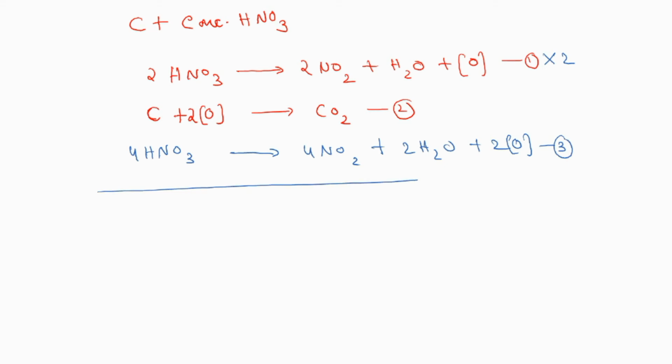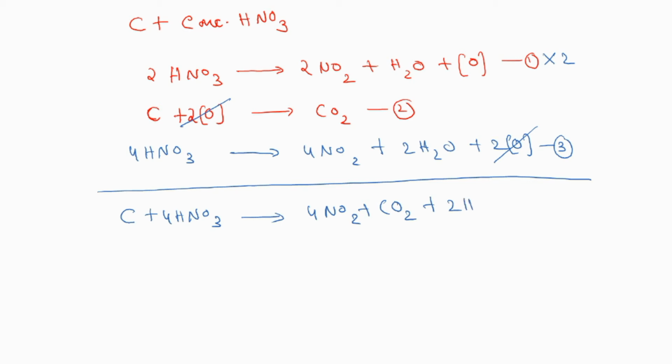Now we are going to add equation 2 and 3 one more time. See, the 2 nascent oxygen from both sides we are cancelling. Write it. C plus 4HNO3 will be giving you 4NO2 plus CO2 plus 2H2O as the product of the reaction. We discussed already, whenever concentrated nitric acid is reacting, one product obtained will definitely be nitrogen dioxide and another will definitely be water. As carbon is a non-metal, nitric acid will forcibly give oxygen to carbon and convert it into carbon dioxide. Got it?